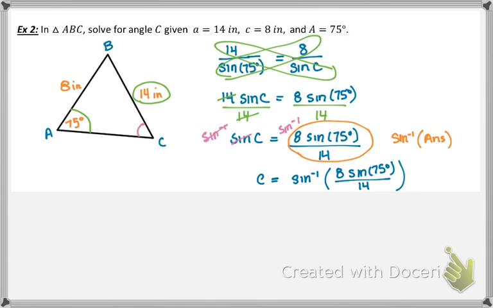So avoid rounding in the middle if you can help it. And that's going to give me about 33.5 degrees.